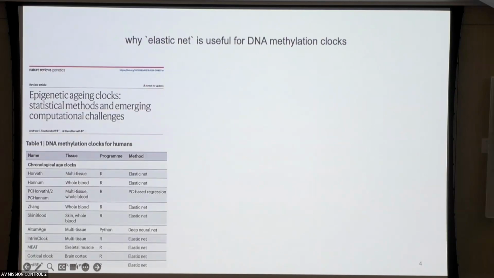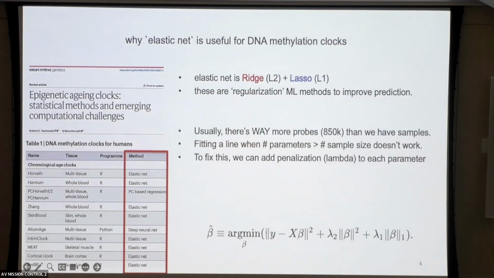Recently, because there was such an emerging literature for epigenetic clocks, a review was published, and for chronological age, you can see that most of them are programmed in R, and they use this method called elastic net. Some of the machine learning scientists would probably already know what this is, but it's basically ridge plus lasso. These are regularization methods to improve the prediction for this algorithm.